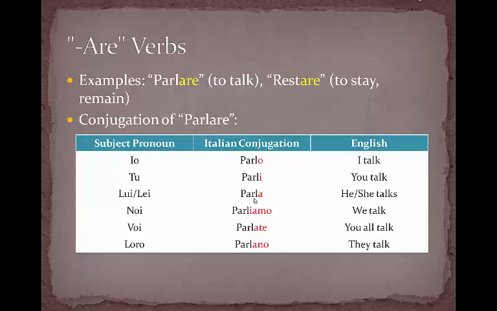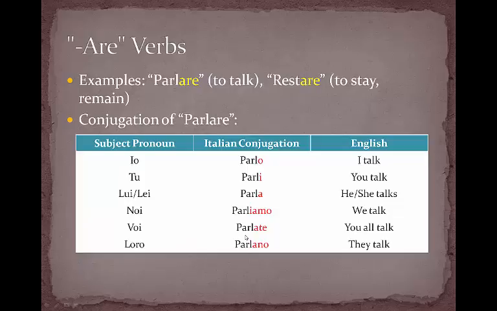What's a Garfield, the talking cat? It talks, right? Parla. Add an A to the end of the stem. For noi, if you're saying we talk, add your amo, or you can do the same thing to this stem here: restiamo for restare.